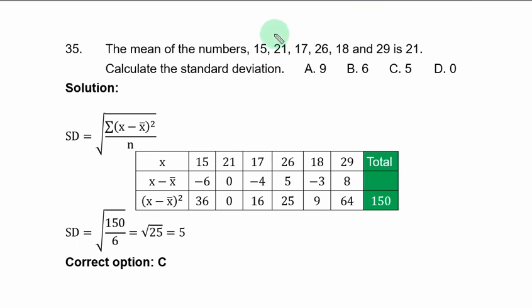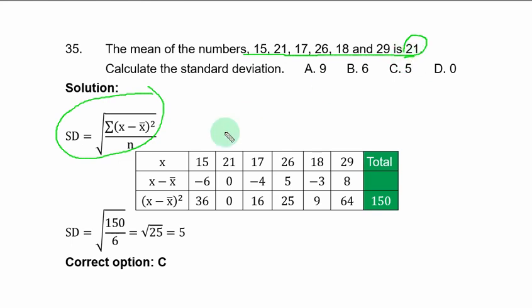Question 35. The mean of the numbers 15, 21, 17, 26, 18, and 29 is 21. Calculate the standard deviation. The data are ungrouped, and as such, you can find the standard deviation using this formula. WAEC has already solved this question halfway for you, because the mean is given to you as 21.